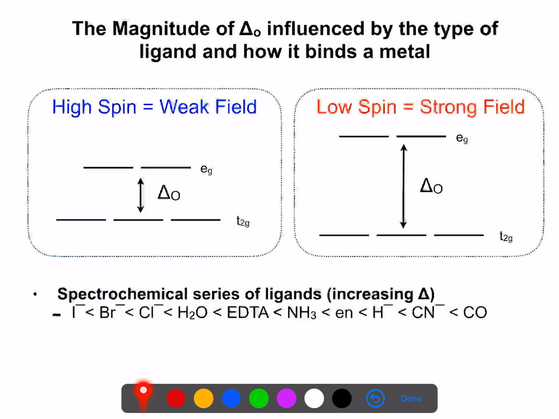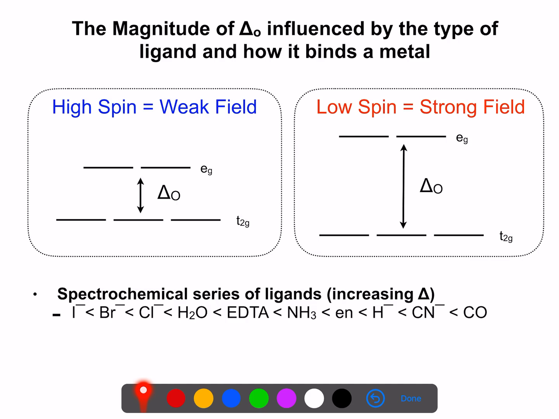So the important thing to take note of is that when we talk about delta octahedral, we can characterize it by whether we have a weak field, which gives rise to high spin complexes, and this is a small delta octahedral. Or we can have a strong field, which means you have a large delta octahedral, which is going to result in a low spin complex.